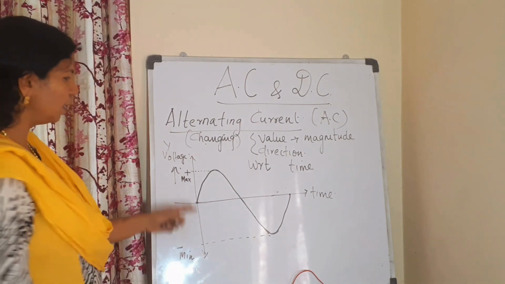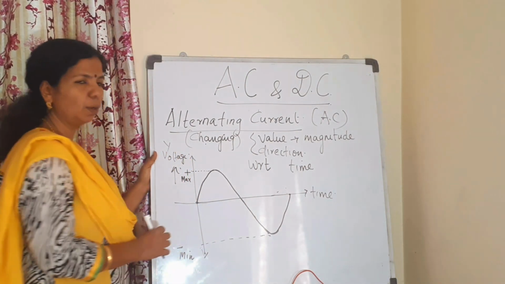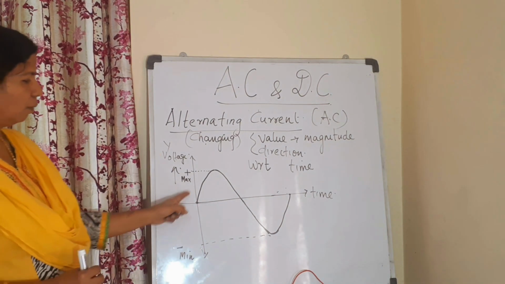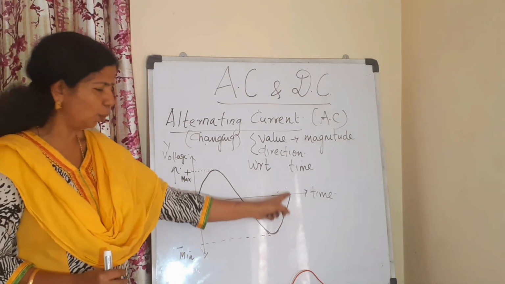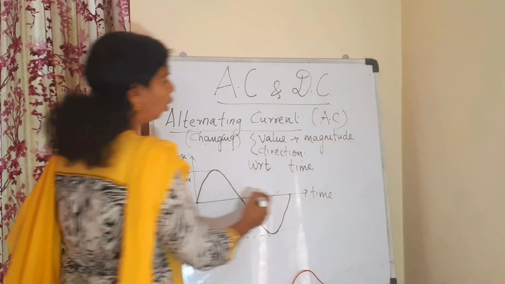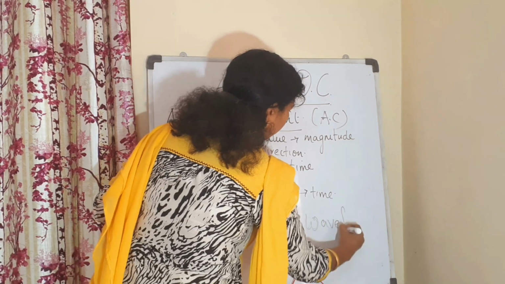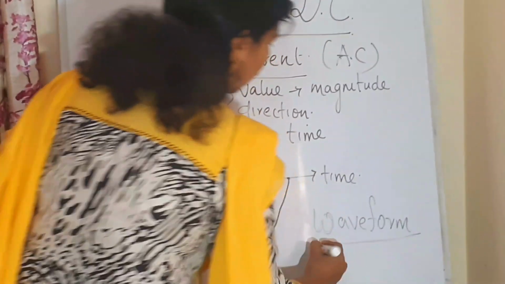You can see it in an instrument called an oscilloscope. If you see it in an oscilloscope, the voltage or the current will look like this. The curve will look like this. So this is a waveform of AC. This is the waveform of AC.